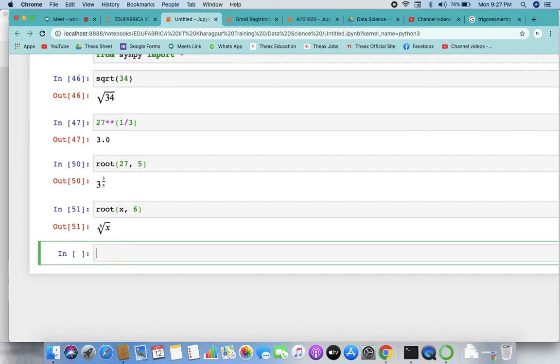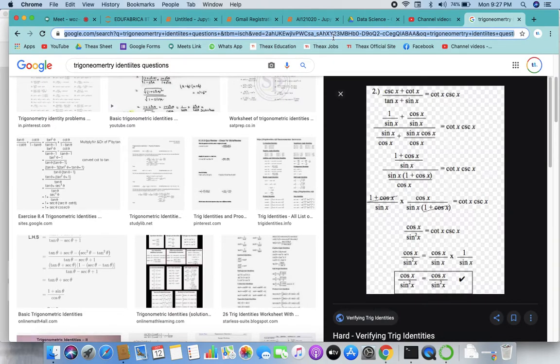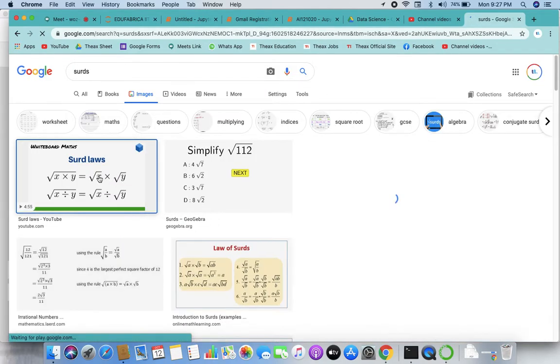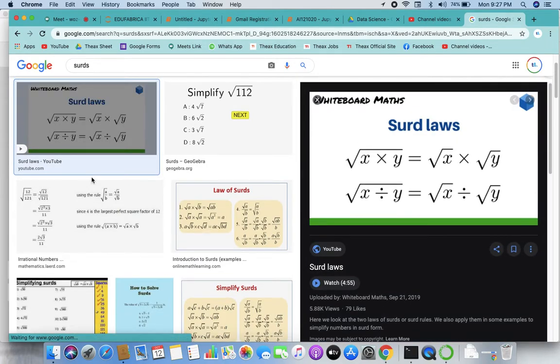When we are talking about the roots, writing your expression symbolically is important. When you are learning SymPy, it is important that you can write your expression symbolically. Let's say you get a linear equation here, for example. You need to write that root of x multiplied by y equals root x multiplied by root y. Right? Now, how are you going to write this?